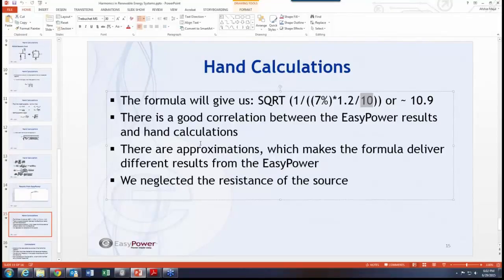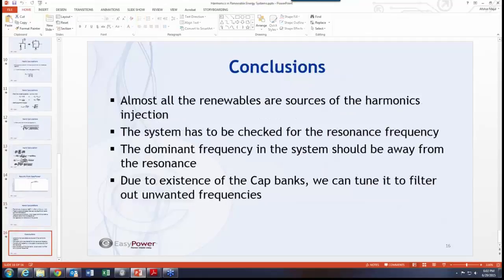There are approximations which make the formula deliver different results from EasyPower. We neglected the resistance of the source. Almost all the renewables are sources of harmonics injection, be it photovoltaic, wind generation, or any type of switching devices. They're going to introduce a lot of harmonics, and the number of these devices is going up as we build more renewable plants. There are going to be more harmonics issues, and there have to be more solutions, and we need to have better knowledge.